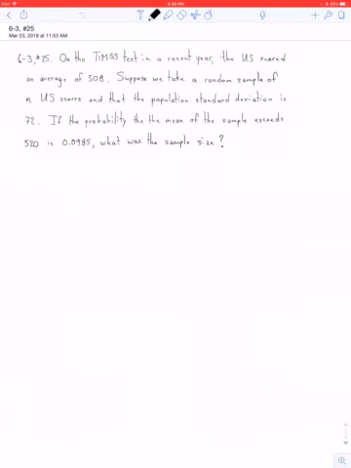Hi, in this video we're going to try this problem. It reads, on the TIMSS test in a recent year, the U.S. scored an average of 508. Suppose we take a random sample of n U.S. scores and that the population standard deviation is 72. If the probability the mean of the sample exceeds 520 is 0.0985, what was the sample size?